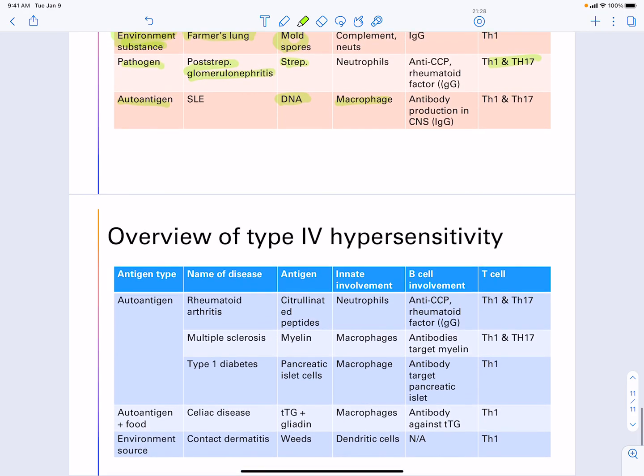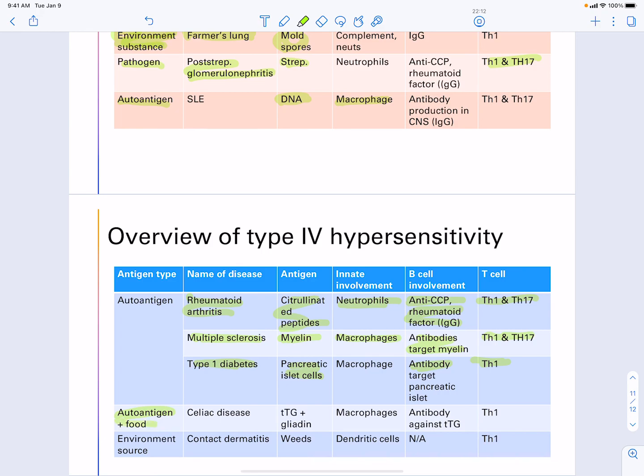And finally, type 4, we have rheumatoid arthritis. We're going to have citrullinated peptides as our target, anti-CCP. We're also going to have rheumatoid factor, neutrophils are going to be involved, Th1, Th17. MS, myelin is going to be the target, antibodies are going to target that. Macrophages are going to do permanent damage in the later stages, and this is Th1, Th17. Type 1 diabetes, pancreatic islet cells are the target, beta cells. We're going to have a Th1 response, and we're going to have antibodies produced. More diagnostic, can do some damage, but it's really the T cells that damage.